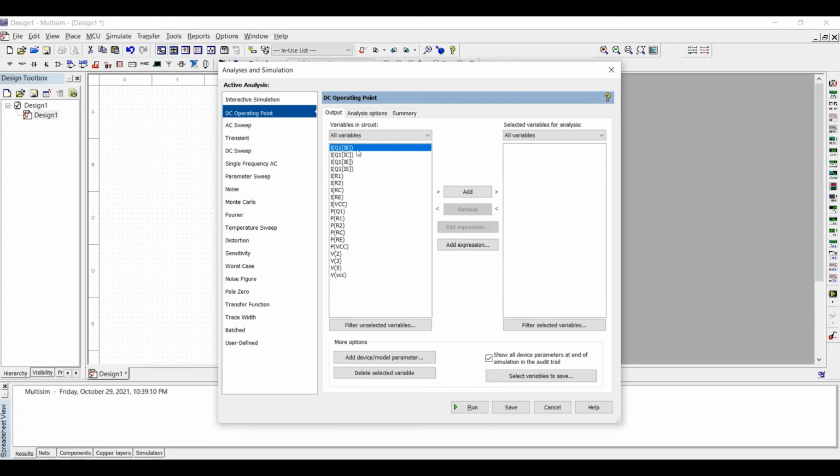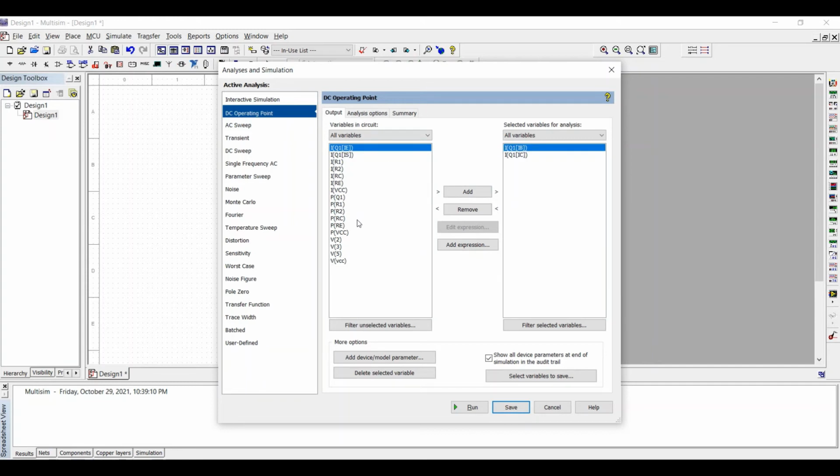So click on IB, add. You have added the variable IB, which you will be seeing in the output. Over here you have 3 tabs: output, analysis options and summary. Click on output and then add IB. Add IC also so that you can see the collector current. IB, IC. Next we have to see VCE.